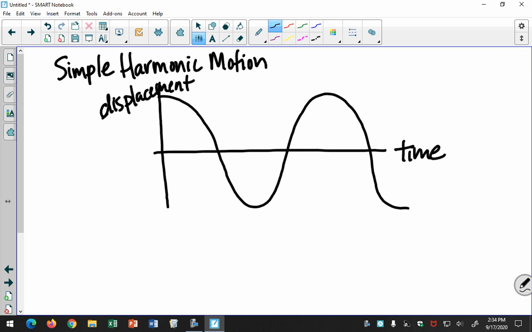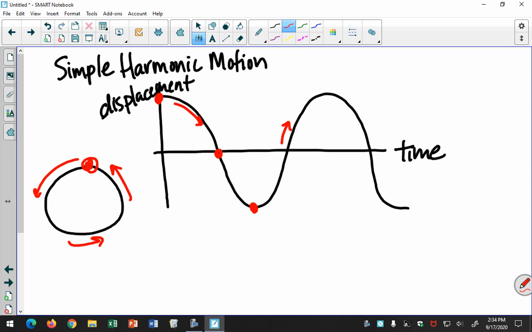Mine is not as pretty as the one that's in your lab manual, but the idea is the same. That ball, as it moves around the circle, here's our circle again, our ball moves around the circle, and as time goes on, it's eventually going to come back to where it started.